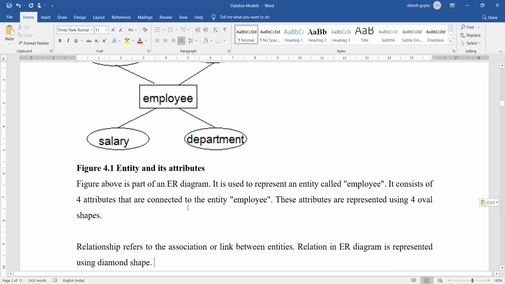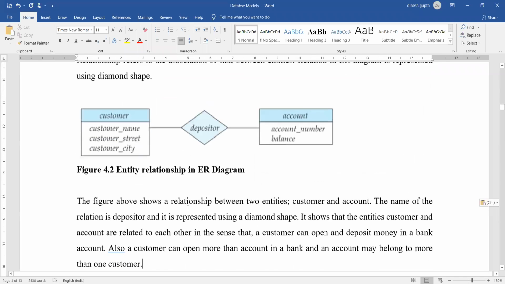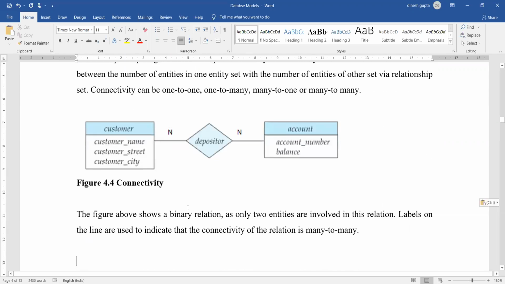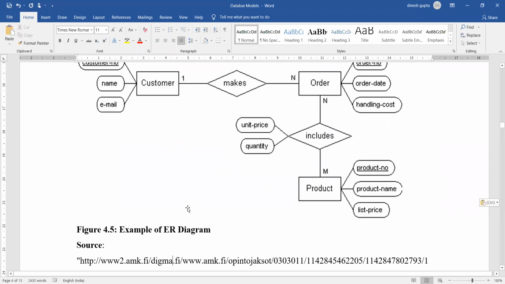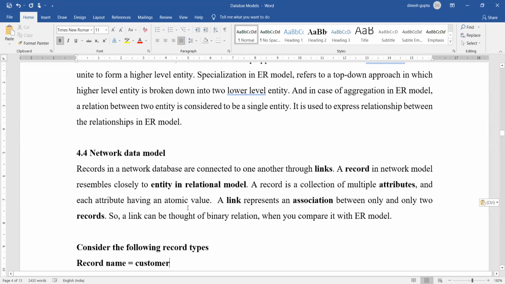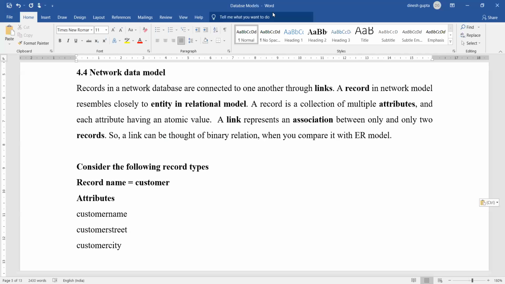An ER diagram and its different symbols that we use to represent the entities and the attributes, connectivity, cardinality, generalization, and specialization. Now, the topic that we were discussing in the last lecture was network data model. So let us do it again.